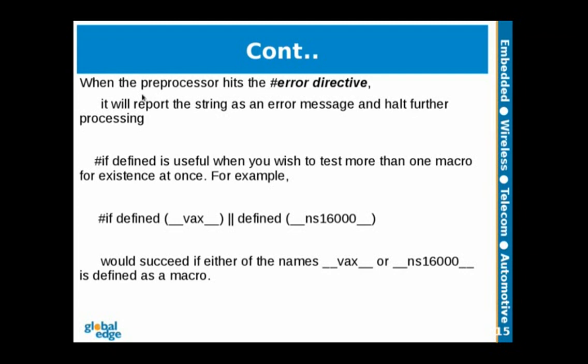So when the preprocessor hits the error directive, it will report. This is all the text whatever we had explained previously. See, hash if defined is useful when you wish to test more than one macro for existence at once. This is what you can compare to hash ifdef, right? So straightforward.